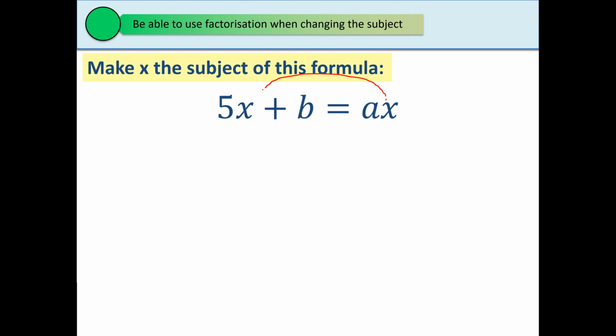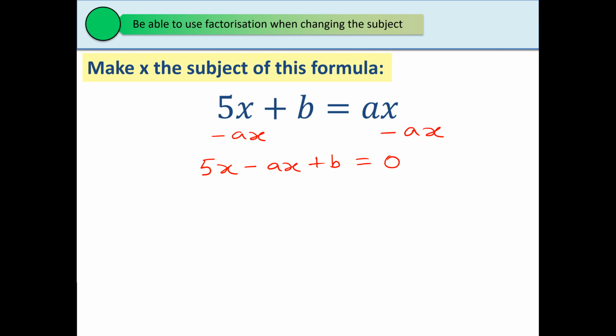So maybe we can bring this x on this side, and the only way we can do that is by getting rid of my ax on the right hand side, and then we can get rid of b on the left hand side. Okay, let's do this now. So let's minus ax on the right hand side, and minus ax on this side as well. So that will give us 5x minus ax, still got the plus b here, plus b is equal to 0 because ax take away ax is 0.